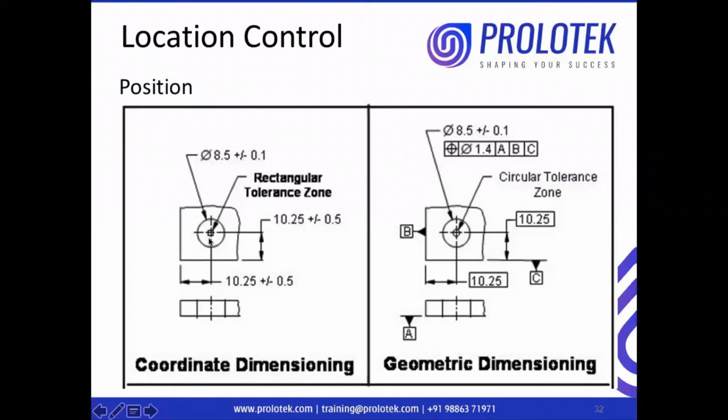The second problem with the coordinate dimensioning system is that the hole can be produced in any size between 8.4 to 8.6. That is the dimension and tolerance given here. So whatever the hole size may be between 8.4 to 8.6, this tolerance of 1 mm by 1 mm square is fixed. It does not change.